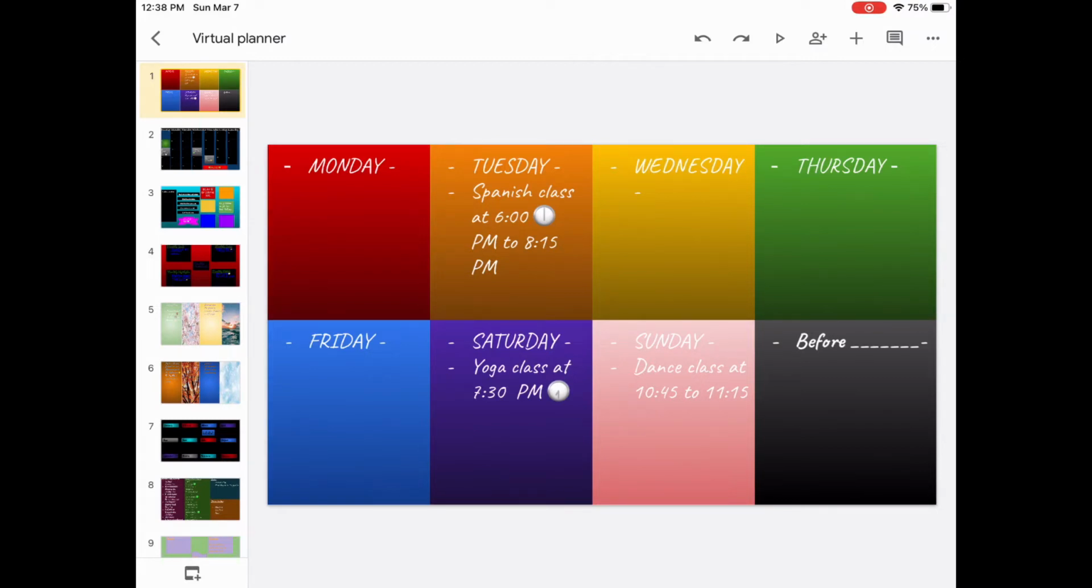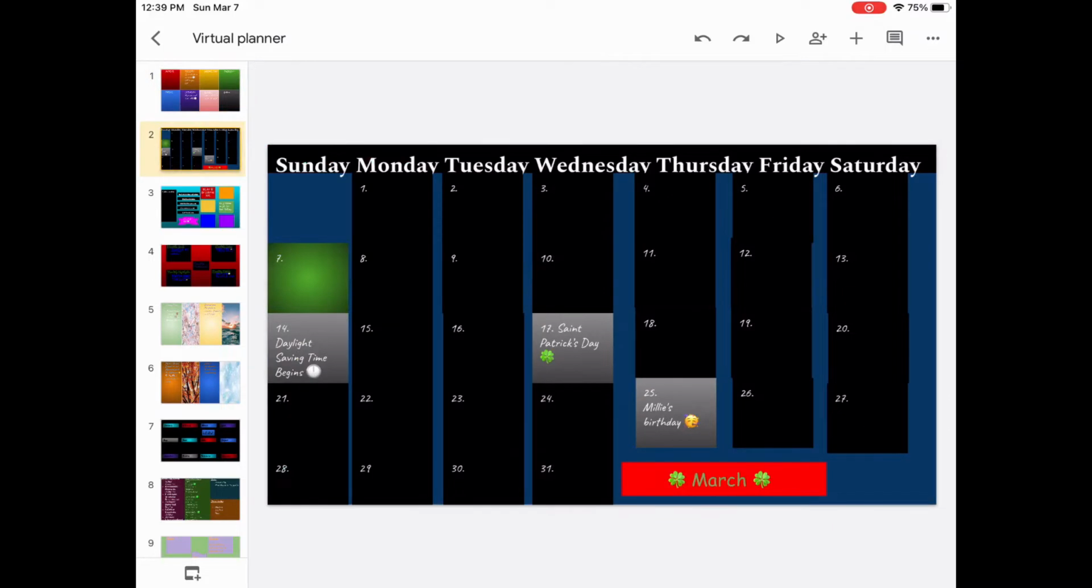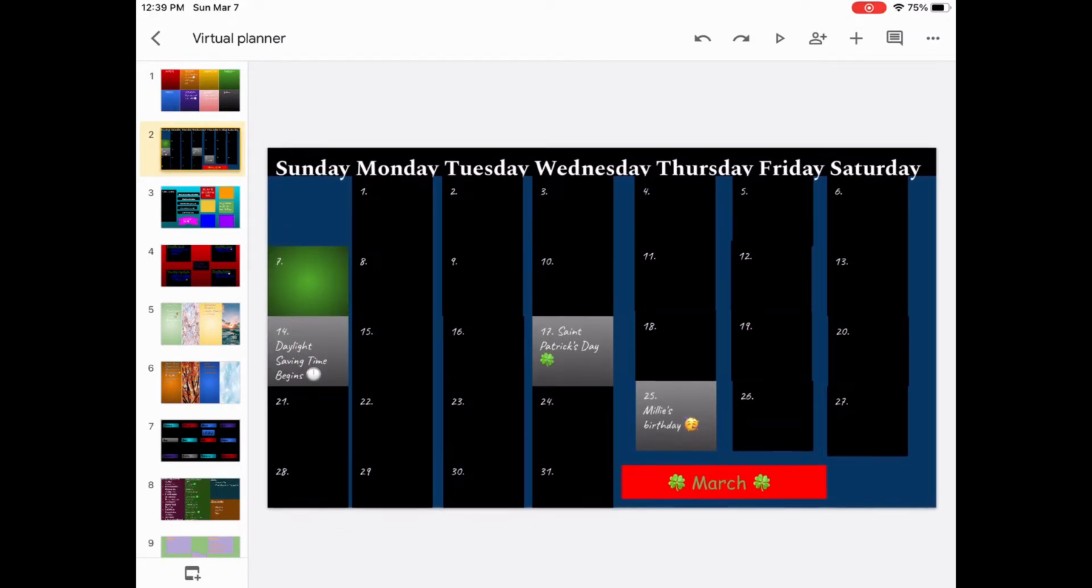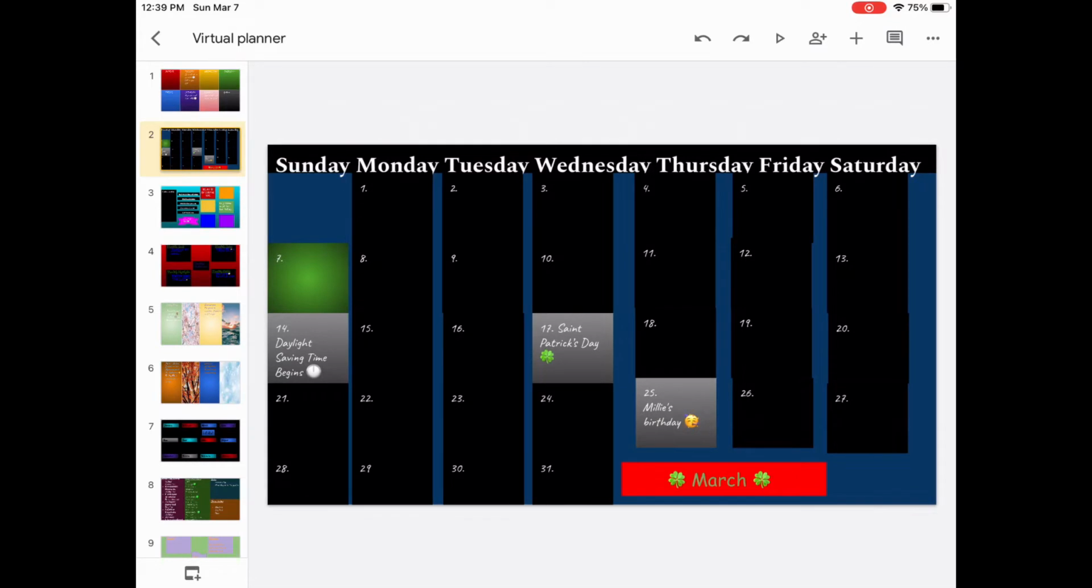And there are a lot of pros to virtual planners because if you make a mistake, it won't ruin the whole thing. You could just delete it. And if you have more than one device and you have Google Slides on all the devices, then it will be with you wherever you go and you don't need to bring pens along the way. So that's really good.